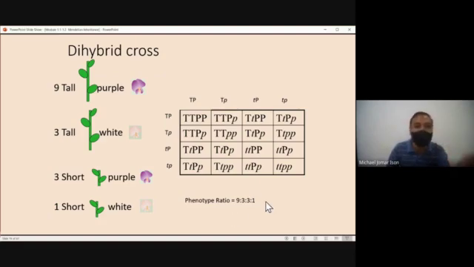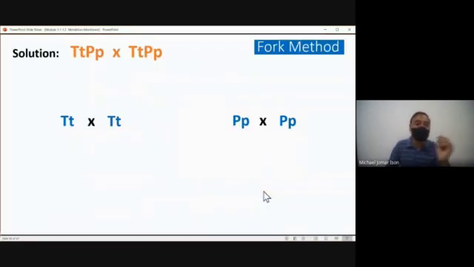And actually, this is one of the automatic ratios that you need to remember. A hetero for both gene pairs that will be crossed with a second parent that is hetero for both gene pairs as well will always yield a 9 is to 3 is to 3 is to 1 phenotypic ratio. Okay, you can actually make it a little bit faster when you make use of the fork method.